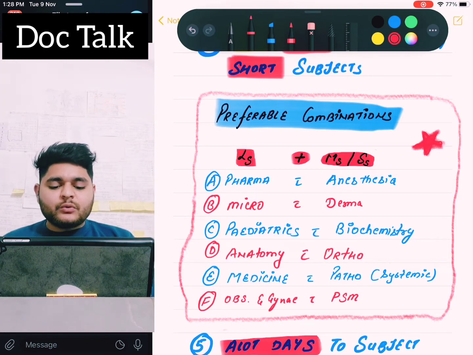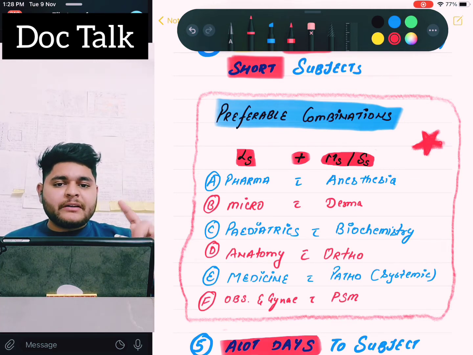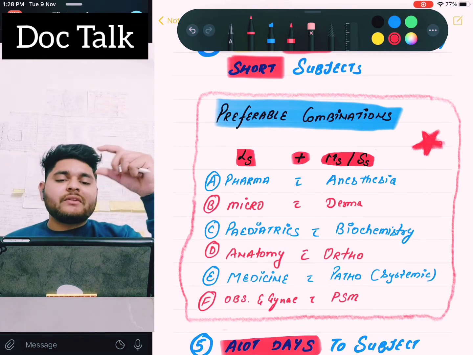Because in anatomy you will study the muscles, the bones, and the joints, and ortho is all about bones and joints. So it's a very good combination. If you know the anatomy, you will know the ortho. Then the fifth combination is medicine with pathology.